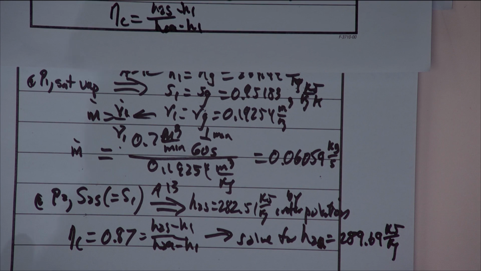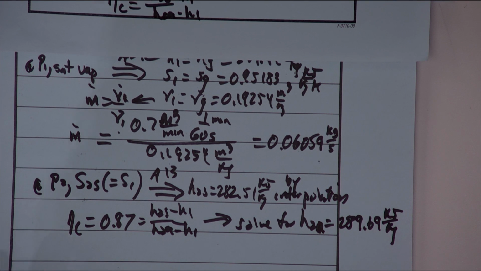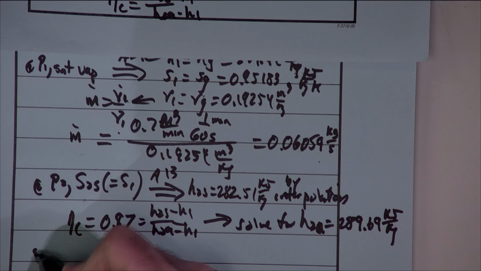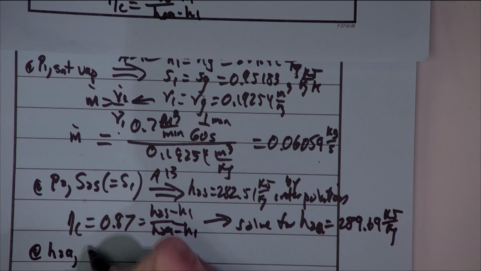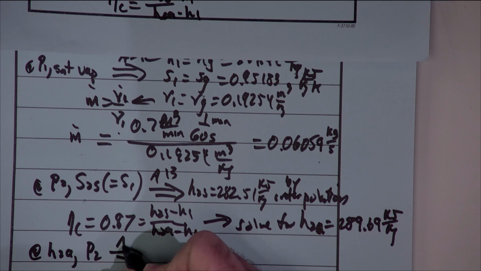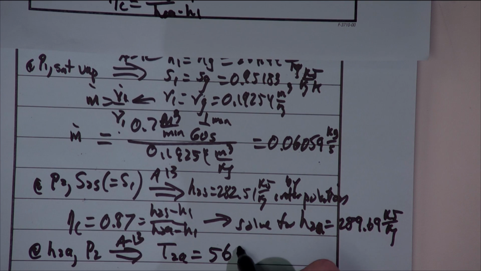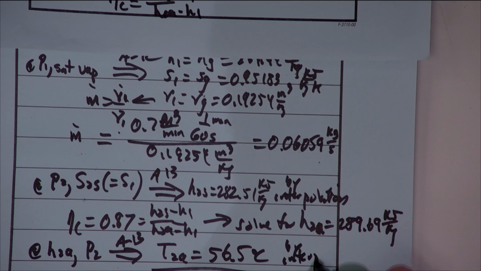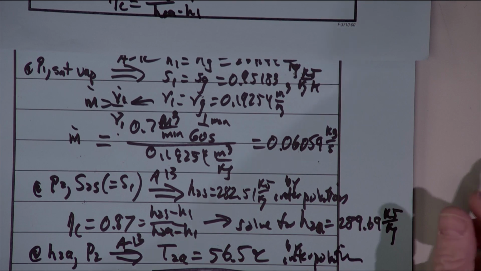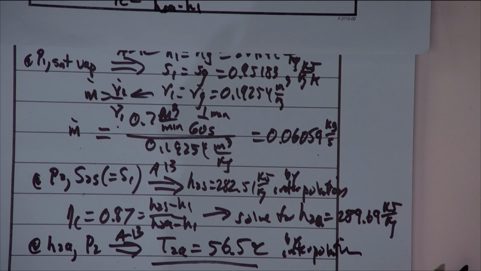Now, we do need that in order to find the work or power, but let's just also find the temperature. Now that we know the actual enthalpy at H2 actual and at P2, we have to go back into the superheat table, table A13. This time you're going to interpolate on enthalpy in order to find the actual temperature, and we end up with the actual temperature of 56.5 Celsius, and again by interpolation. But nonetheless, that's how we would get the actual temperature.